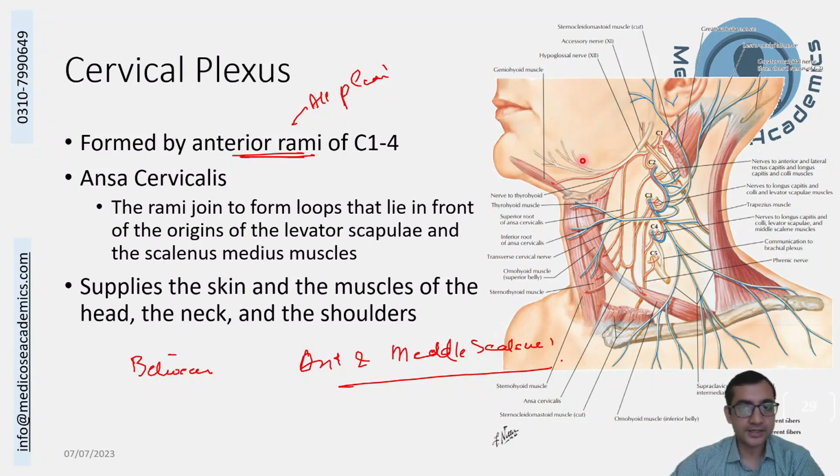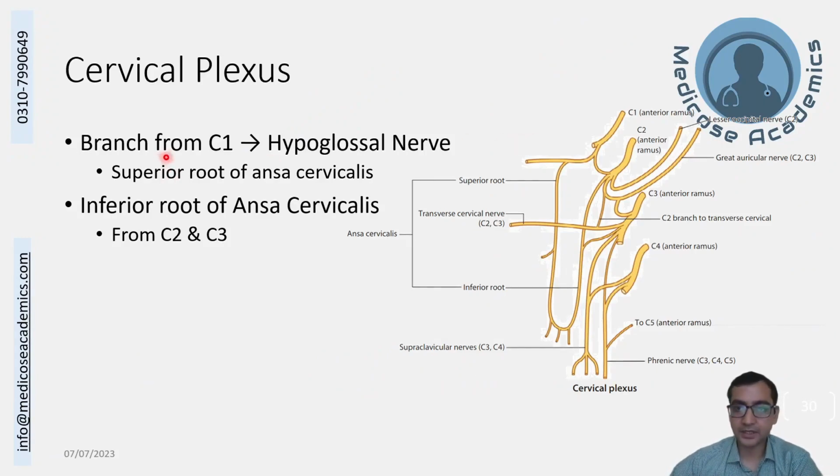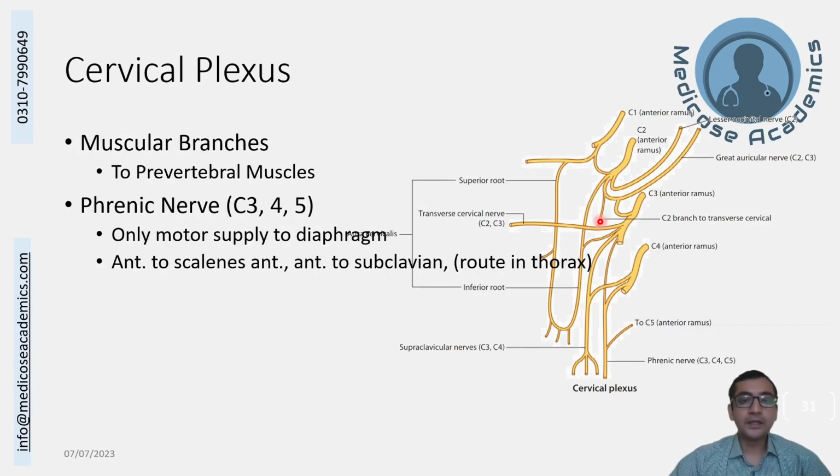So, this is about the ansa cervicalis. This is the C1 branch that becomes a part of the hypoglossal nerve to the two muscles, genioglossus and thyroglossus, and the superior root, the anterior root of the ansa cervicalis, is coming from the hypoglossal nerve. And then we are left with the posterior inferior root of the ansa cervicalis. It is coming from two roots, C2 and C3. They join, and then they form the inferior posterior root of the ansa cervicalis, and this goes on to supply the infrahyoid muscles.